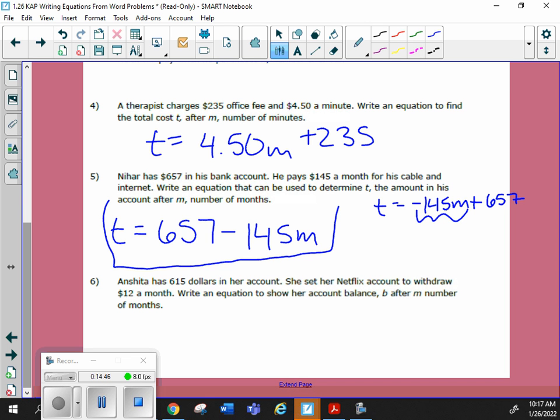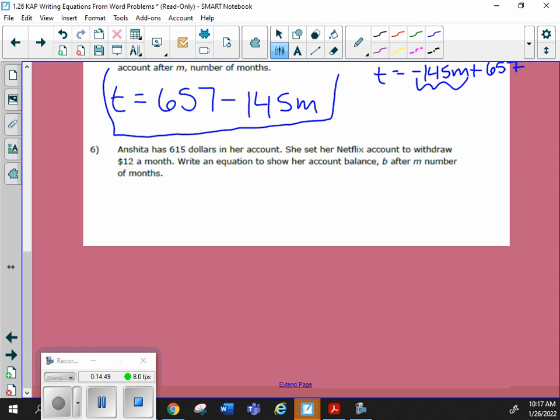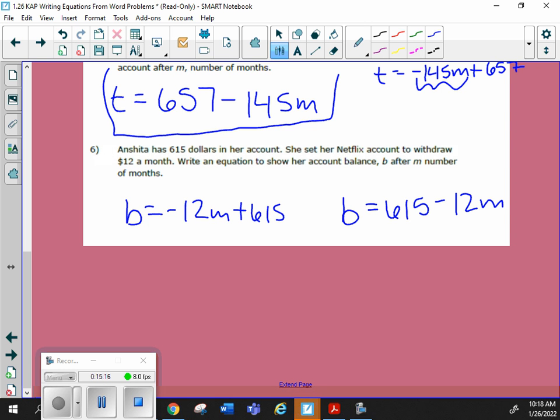Number 6 is something similar. Let's see what we got. For me, I got B equals 615 minus 12m. Probably the more sensible way for y'all was V equals 615 minus 12m, because we're starting with the 615, and then withdrawing means to take away, to say bye-bye to the money.